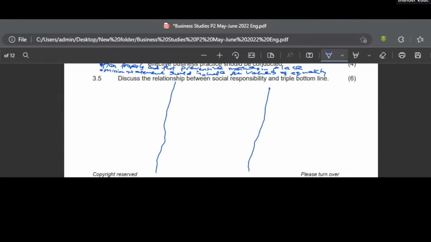So meaning here, we are going to say we have profit or economic, and then we also have people or social. And then we have planet or environment.